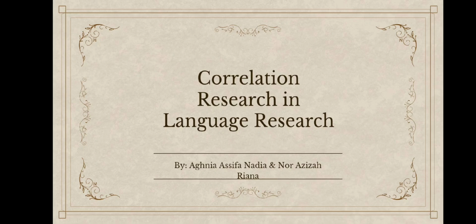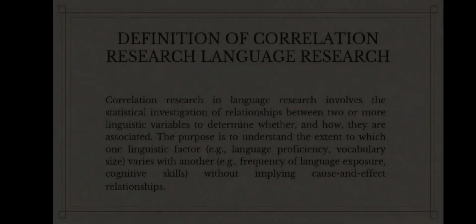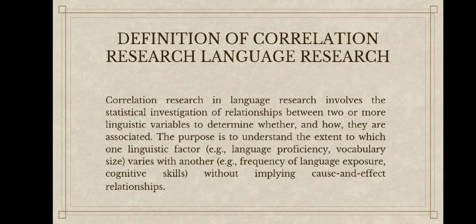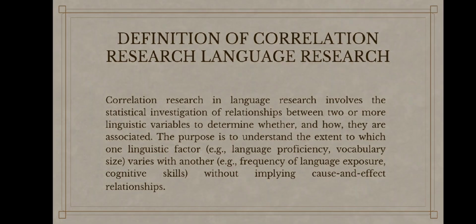We deliver our presentation under the title Correlation Research in Language Research. The first is the definition of correlation research in language research. Correlation research in language research involves the statistical investigation of relationships between two or more linguistic variables to determine whether and how they are associated. The purpose is to understand the extent to which one linguistic factor, like language proficiency or vocabulary size, varies with another, like frequency of language exposure or cognitive skills, without implying cause and effect relationships.